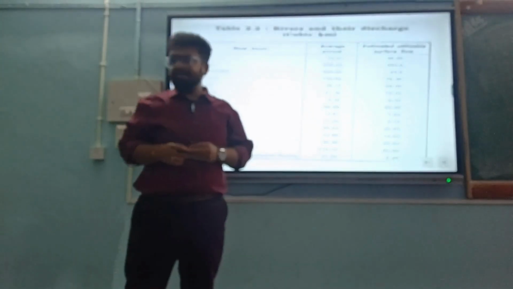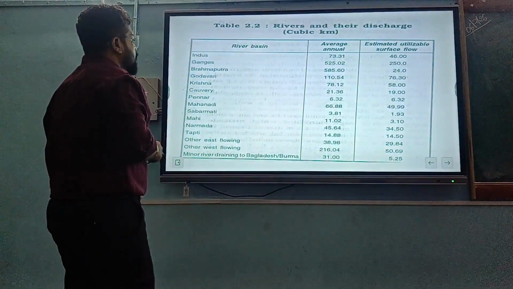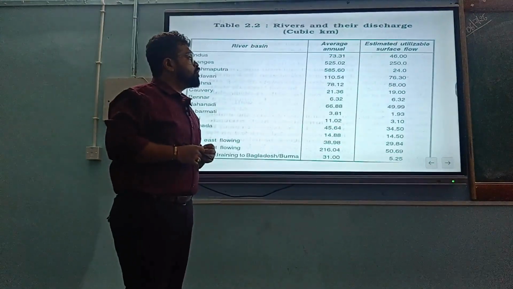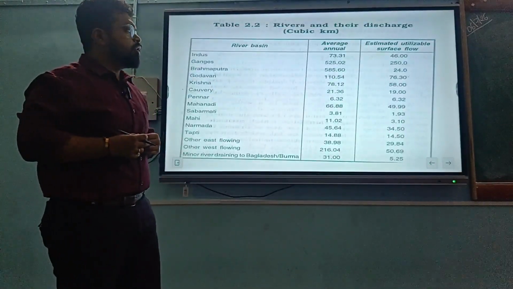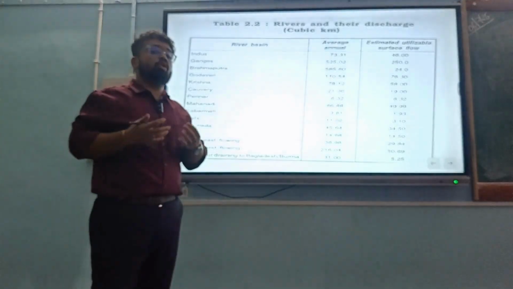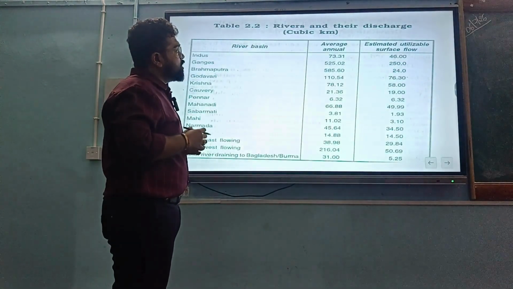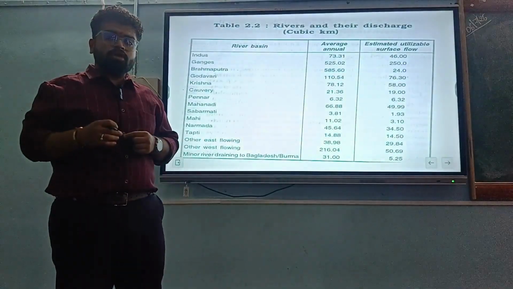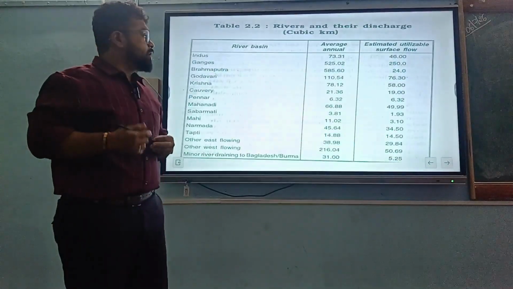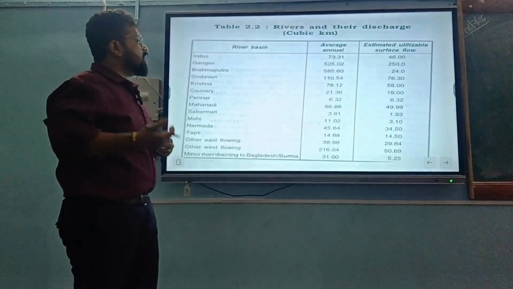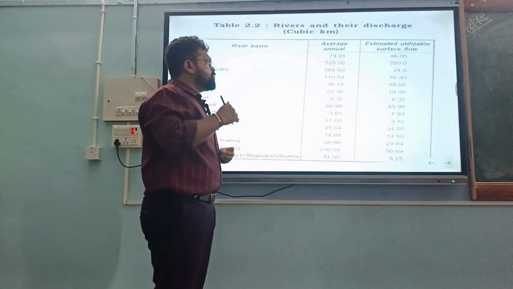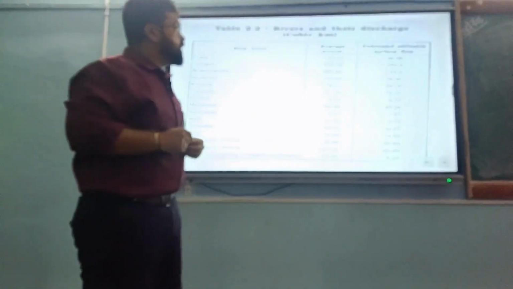These are the rivers and their discharge rates, which we see in cubic kilometers. The total annual discharge of the Indus River is 73.31 cubic kilometers, and the estimated utilizable surface flow is around 46 cubic kilometers. This is quite important data when you are talking about interstate water disputes. The Ganga River has an annual average discharge of 525.02 cubic kilometers, followed by the Brahmaputra River with 585.60 cubic kilometers. You see the highest discharge is from the Brahmaputra River, followed by the Ganga River. The estimated utilization is maximum for the Ganga River, which is around 250 cubic kilometers.